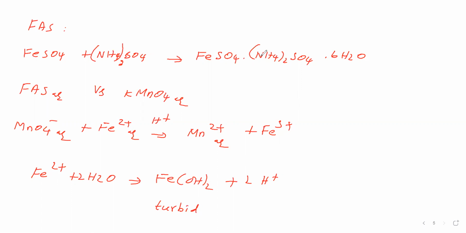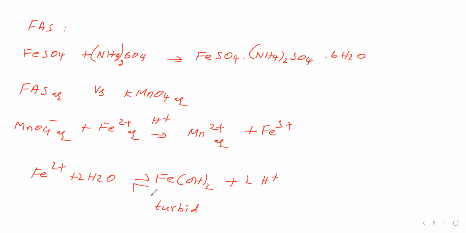So, how to prepare this FAS solution? We have taken the required quantity of FAS, added some amount of water, and stirred the contents. We got a turbid solution because of the formation of Fe(OH)2. This is at equilibrium. So, what do we have to do?